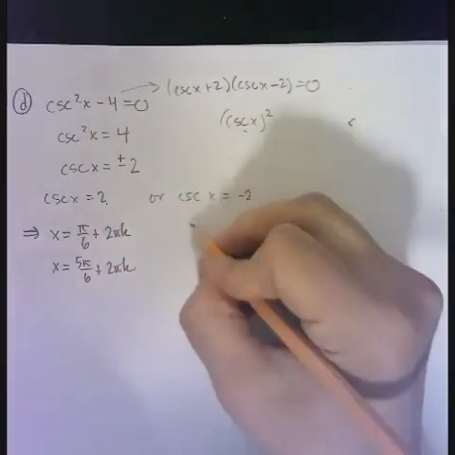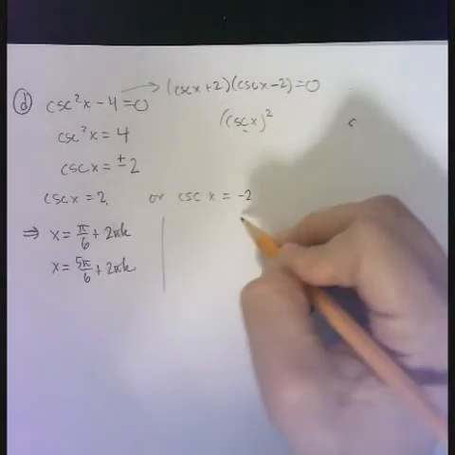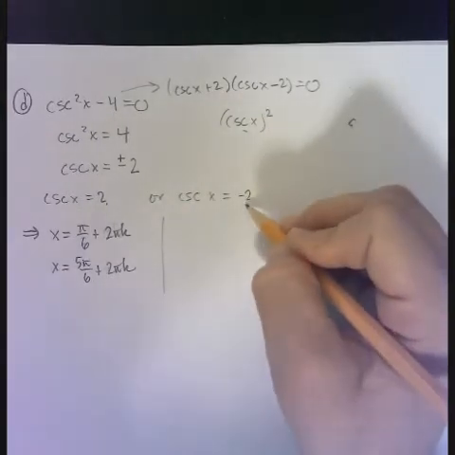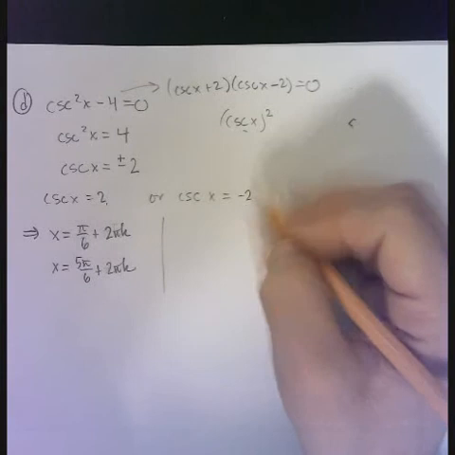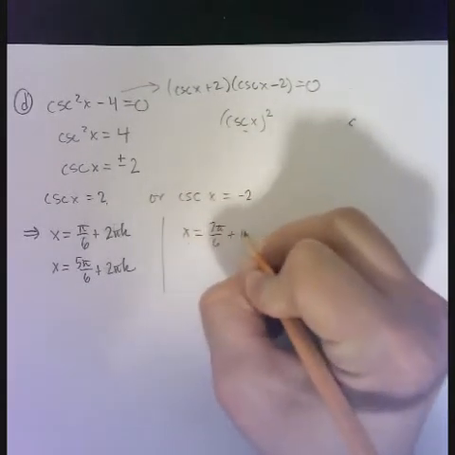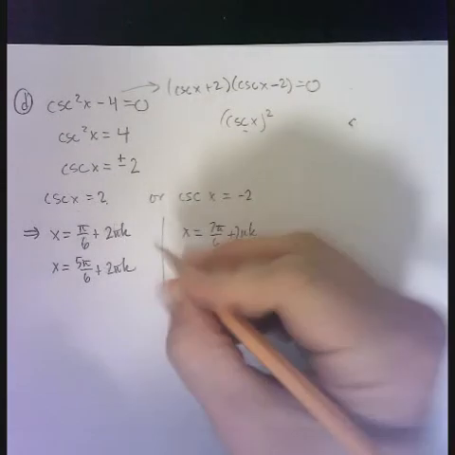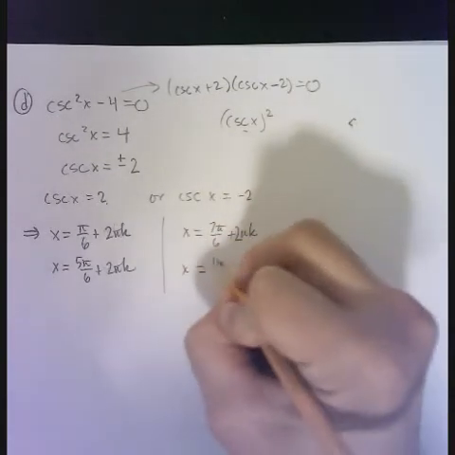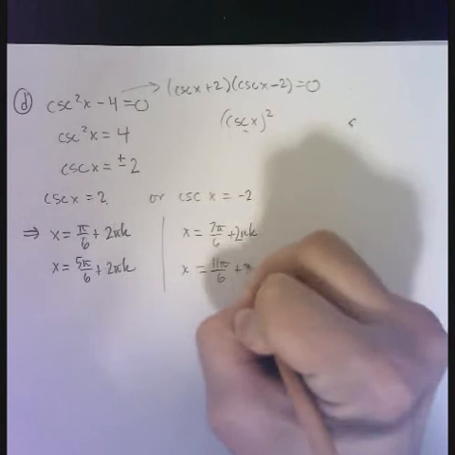For the second equation, now cosecant is negative in quadrants 3 and 4, so we get x is 7 pi over 6 plus 2 pi k, and then x is 11 pi over 6 plus 2 pi k.